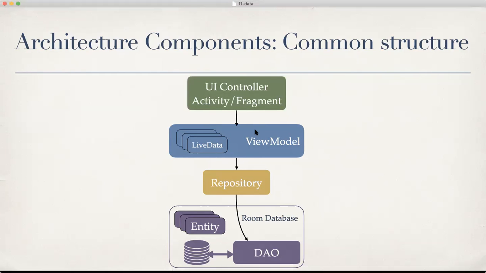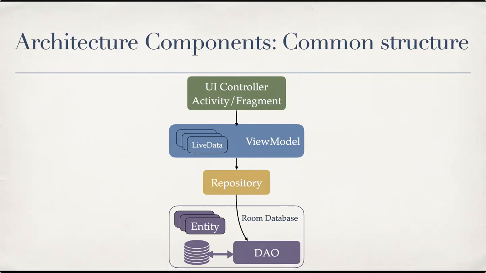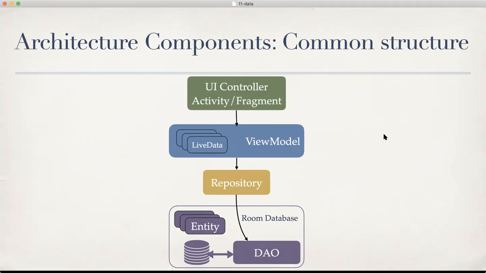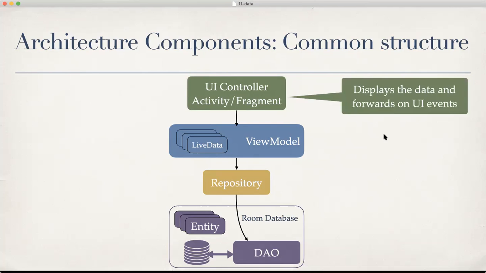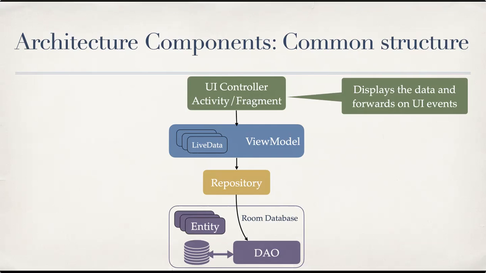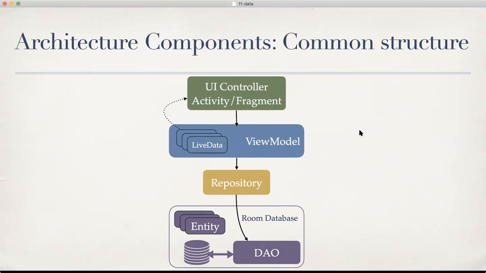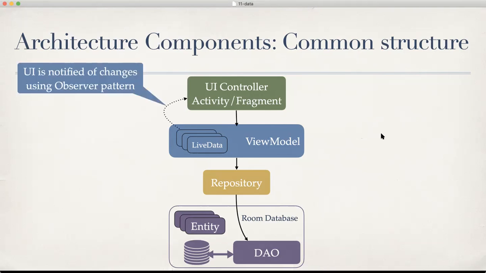So on top of this, you have the UI controller, which is activity or fragment. We have seen activities. Fragment is the very next topic. And in fact, a continuation of the discussion we are having here will be there soon. Okay, so we know at a high level what they do. They display the data and also any events on the UI, the controllers are responsible for taking care of those. And then, yeah, this is the observer pattern. So any changes on the live data are notified to the UI through an observer pattern.